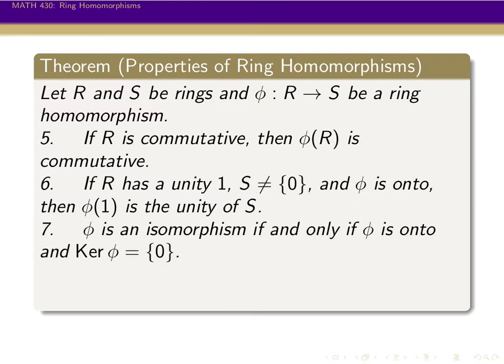Phi is going to be an isomorphism if and only if phi is onto and the kernel of phi is trivial, so the kernel of phi is just 0. What this boils down to is that the kernel of phi is just the trivial ideal, just 0, if and only if phi is 1-to-1.